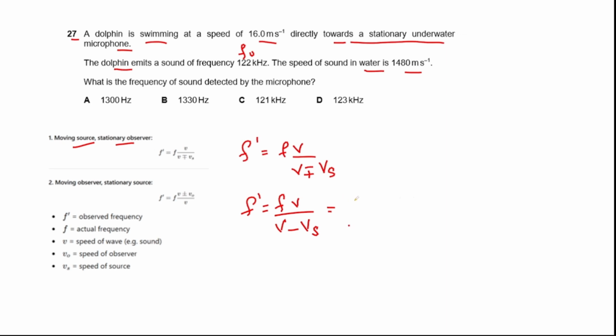So here substituting the values will be 1480 multiplied by 122 divided by 1480, the velocity of sound in water, minus the velocity of the source, which is 16. So this is going to be equal to 123.3 kilohertz. So it's nearly equal to option D.